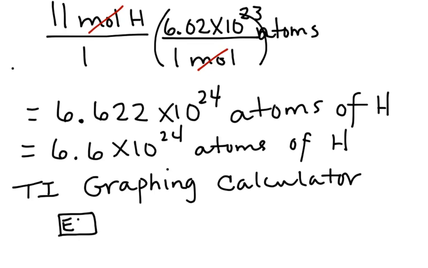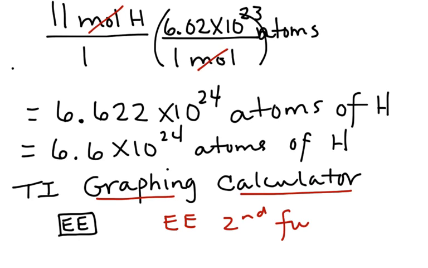It's a capital E, capital E. If you have a regular scientific Texas Instruments calculator, you probably have a key that looks like this. If it's a graphing calculator, then you probably have EE as a second function. So you want to look for it there. This is the key that we're looking for when we're multiplying with scientific notation.